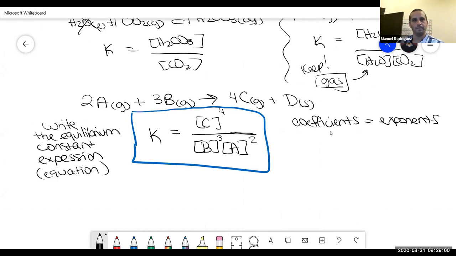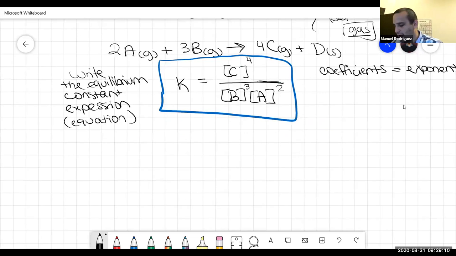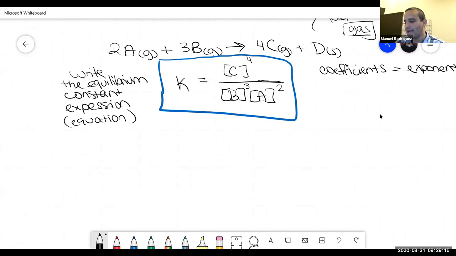Okay. So far we are almost done with our objective. As you can see, it's not super bad. Okay, so we got that. The second part of that objective was to write the equilibrium constants, and the objective says KC or KP.